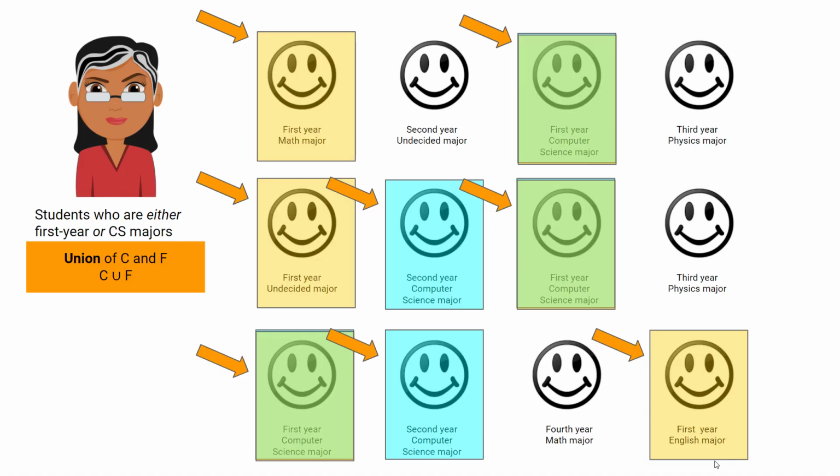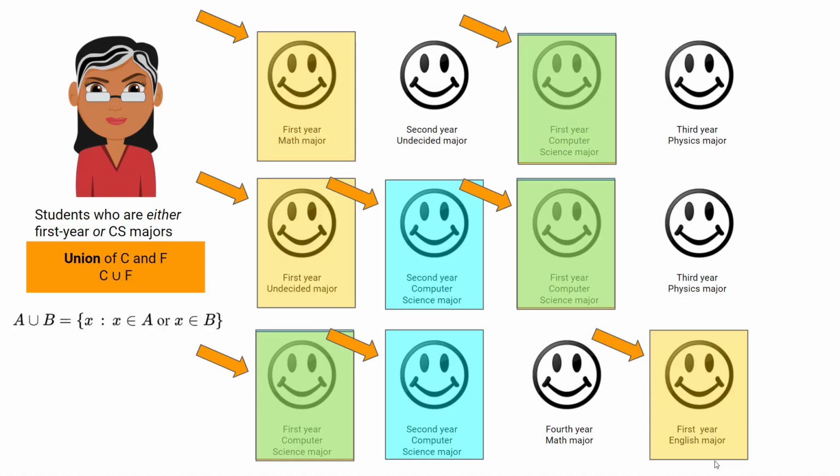In general, the union of any two sets A and B is a new set whose elements are those that are either elements of A or elements of B, or both. We use a U-shaped symbol to denote the union, and here's what it would look like in set builder notation. For our class, C union F would contain these 8 students, since they are either in C or in F, or in some cases both.